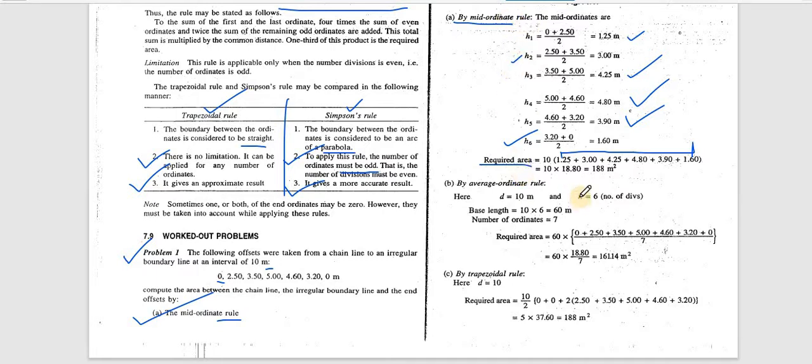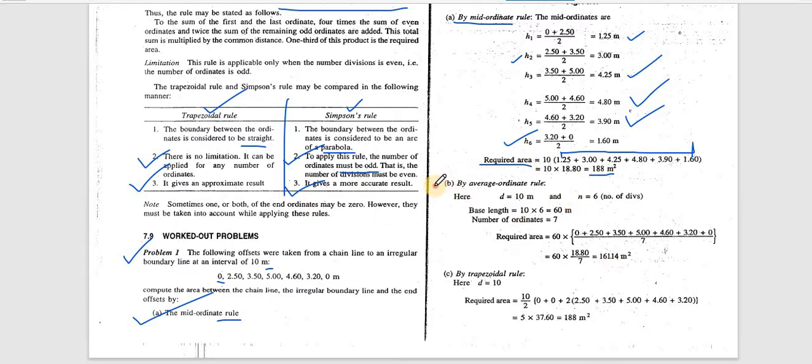You need to remember this formula also. We need to find h1, h2, h3, h4, h5 and h6 for all the ordinates, and then multiply the sum with the common distance. That will give you the required area, which comes out to be 188 square meters.